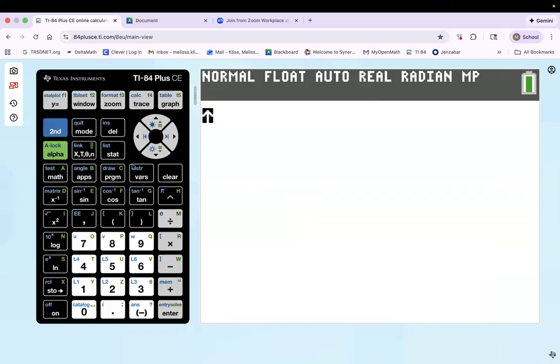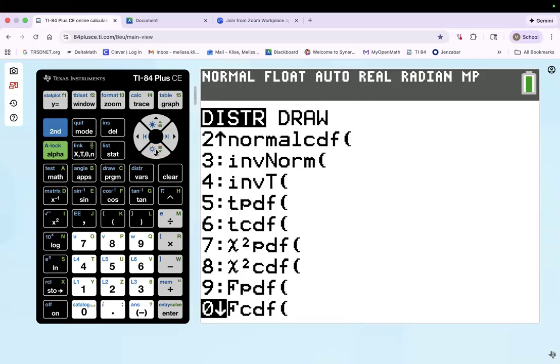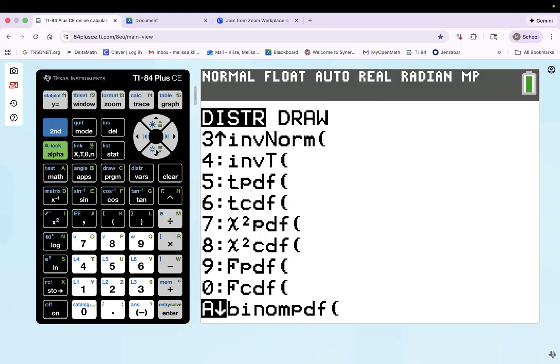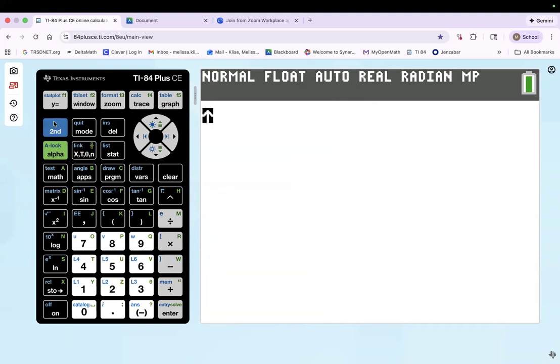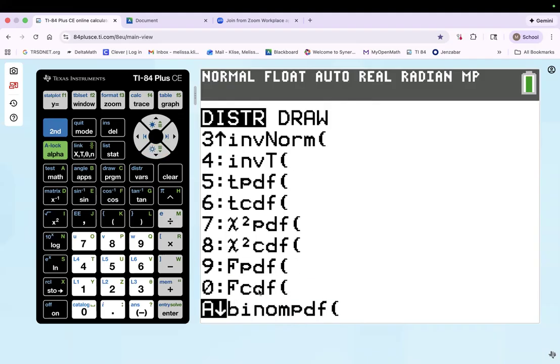So you're going to hit second vars, and it'll get you to this screen right here. Now some calculators have it a different letter or a different number. So we're just going to scroll down till we get to binom PDF. On my calculator, it's letter A. So once again, second, vars. Vars is underneath our circle arrow thing here. Scroll down to binom PDF and then hit enter.